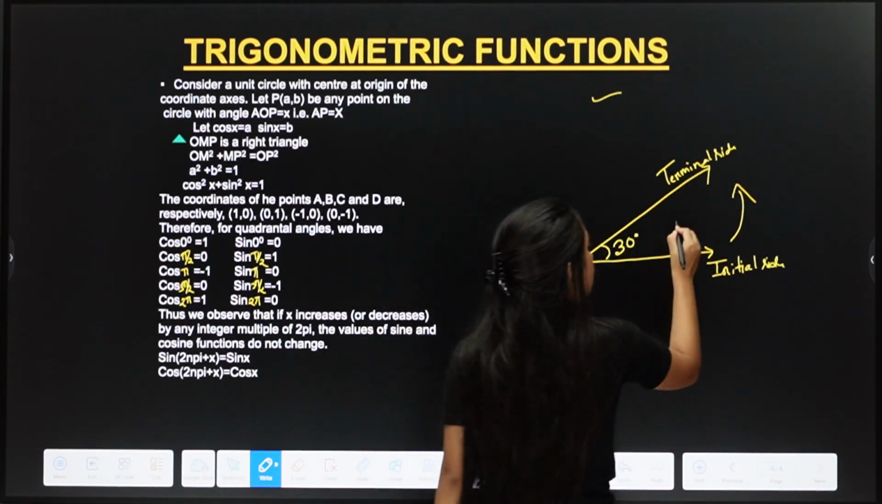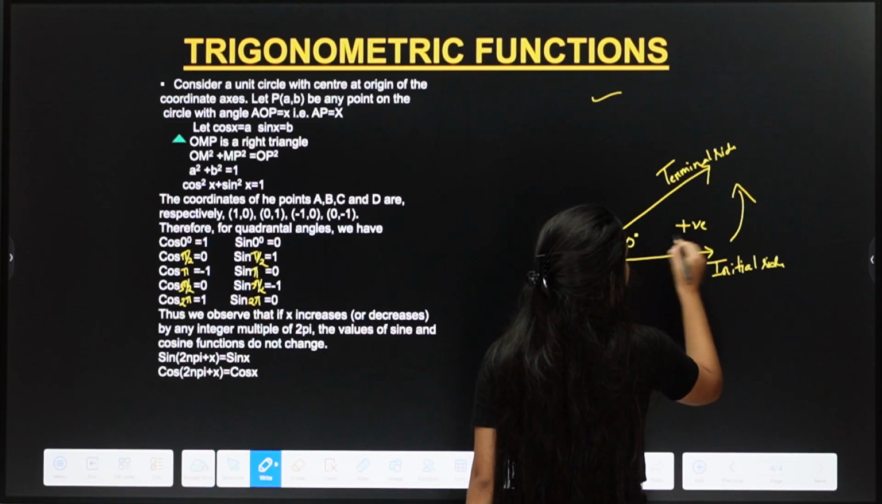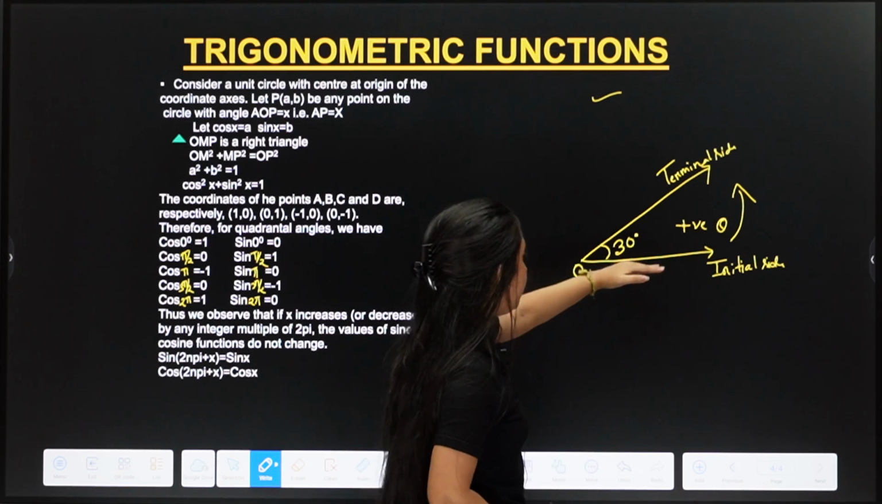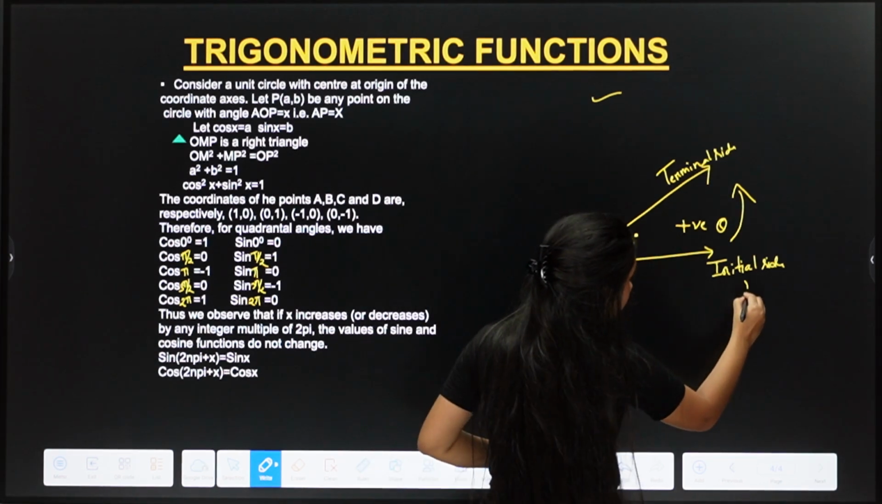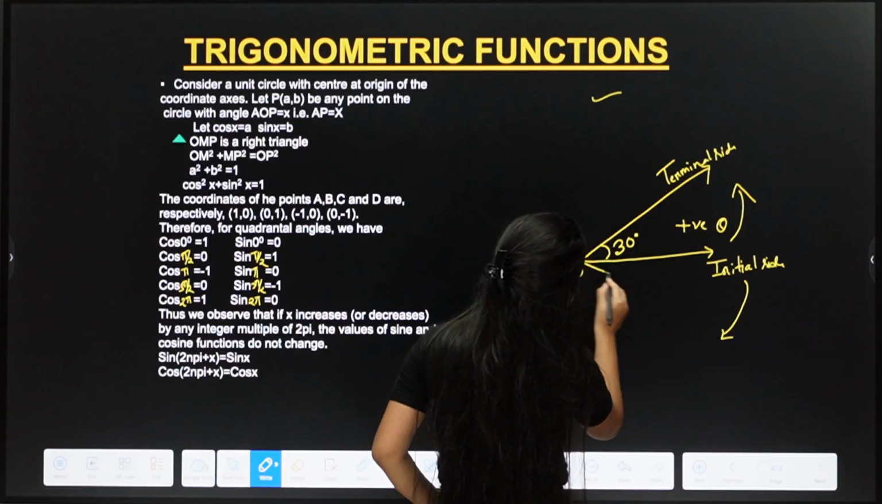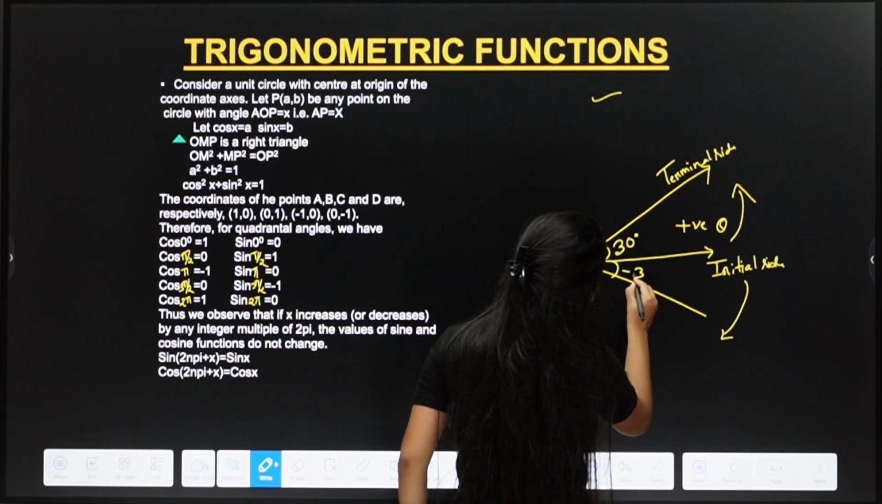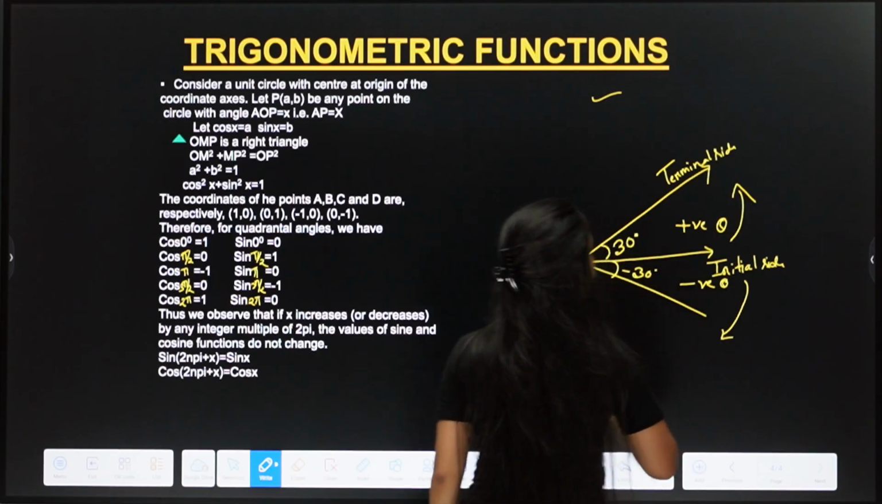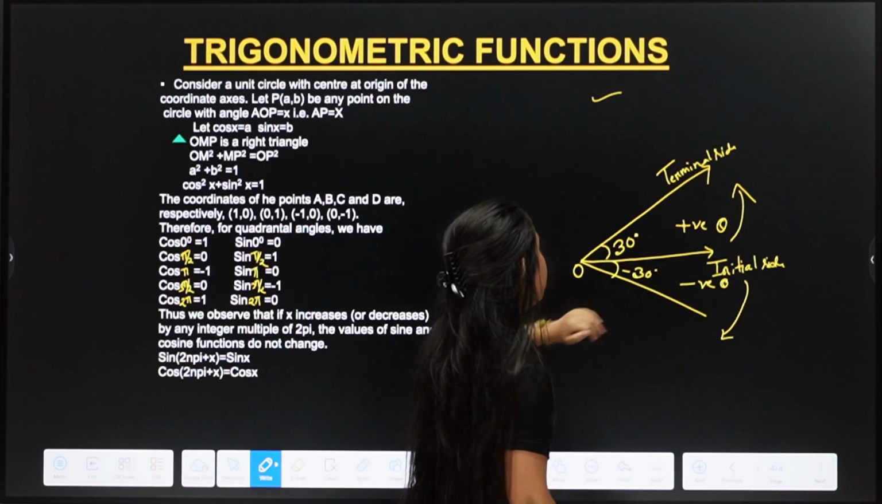Since we can see that the ray rotates in anti-clockwise direction, that is in this way, then theta will be positive theta. And if this ray rotates in clockwise direction, that is in this way, then theta will be minus 30 degrees, that is minus theta, that is, the angle will be negative.